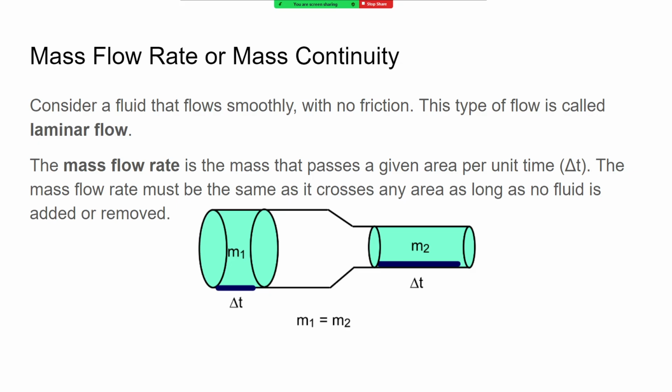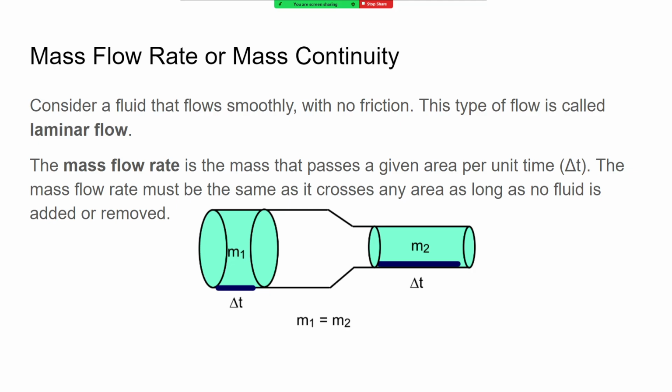So if we consider a fluid that flows smoothly with no friction, that kind of flow is called laminar flow. So the mass flow rate is going to be the mass that passes a given area per unit time, that unit time being some delta t. And the mass flow rate has to be the same as it crosses any area as long as no fluid is added or removed. So this is kind of similar to mass conservation. It's just called mass continuity in fluids.